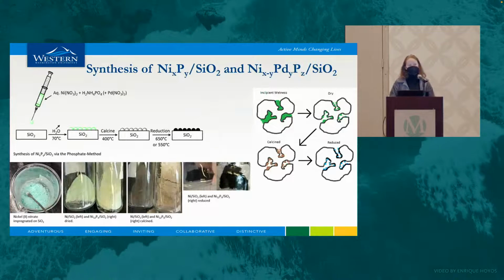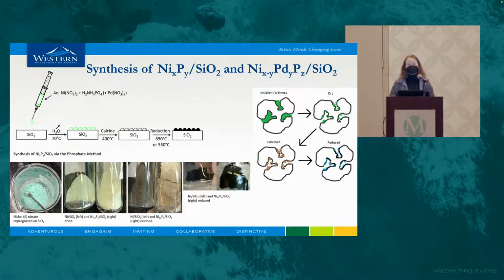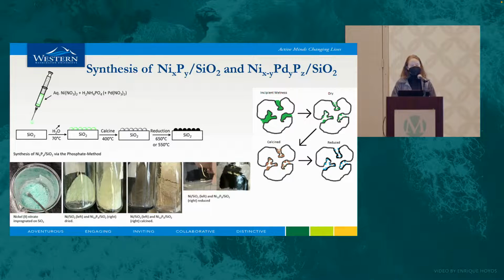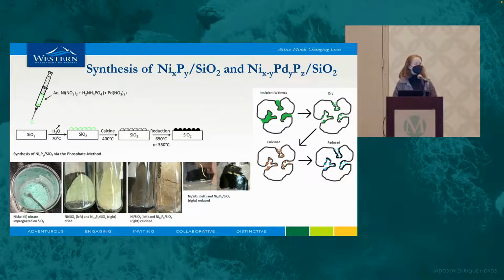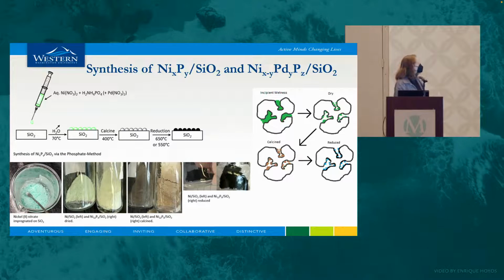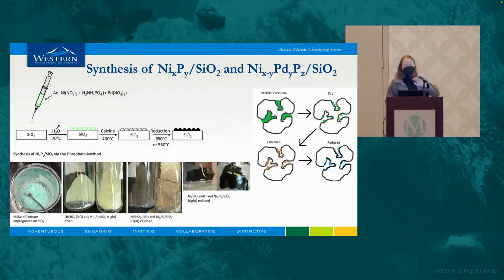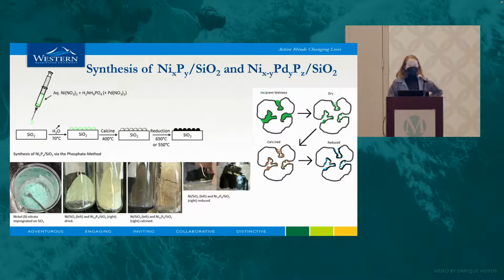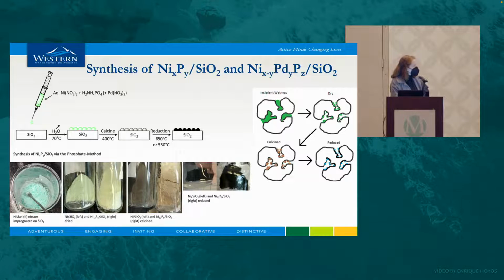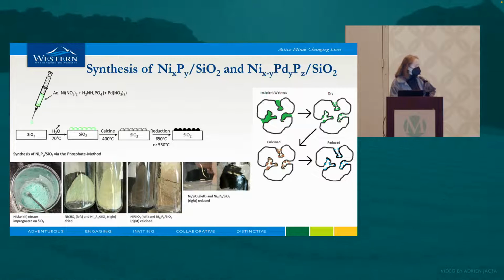And to do that, we take nickel-2 nitrate, ammonium dihydrogen phosphate, and sometimes palladium nitrate, and we dissolve it in water and impregnate it dropwise onto our support, which is silica. Now, silica is an inert support, meaning it is non-reactive, and it is also mesoporous, meaning it has these little pores in them. So as we add our reagent solution, we do it until those pores fill up, which we call incipient wetness, and it kind of looks like wet sand over here.